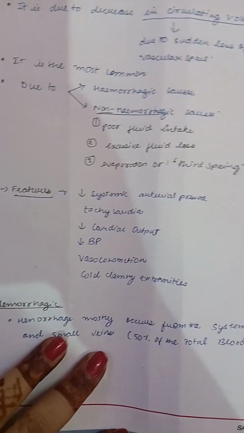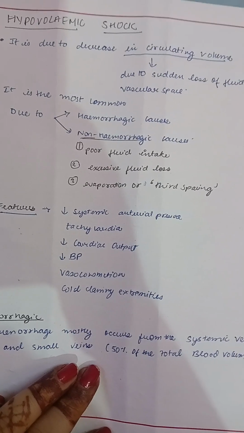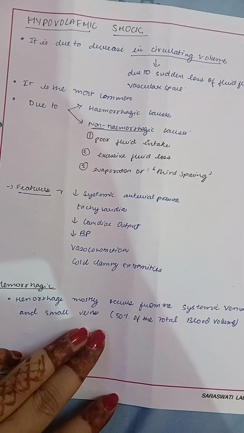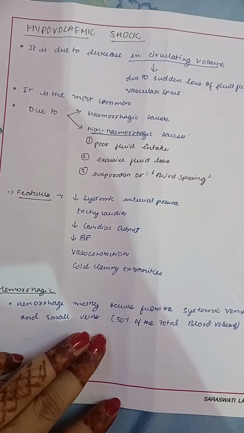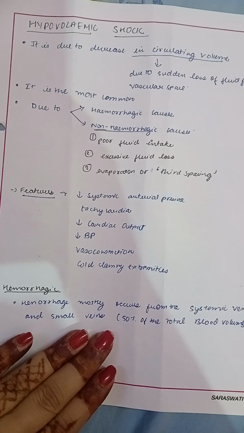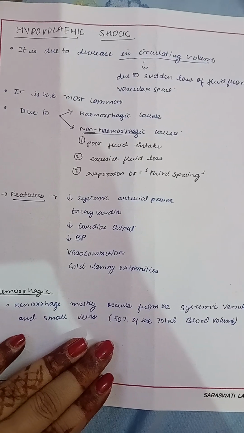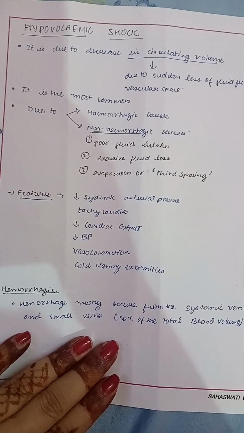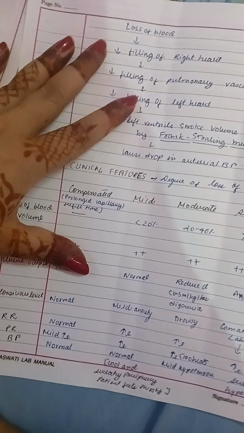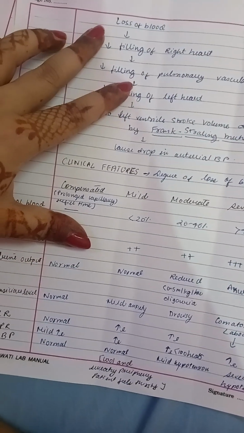Okay, what are hemorrhagic types? Hemorrhage mostly occurs from the systemic venules and small veins, up to 50% of the total blood volume. Okay, hemorrhage occurs due to systemic venules and small veins. Okay, what happens in hemorrhagic hypovolemic shock? Loss of blood will be there.